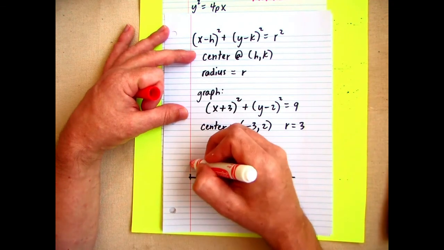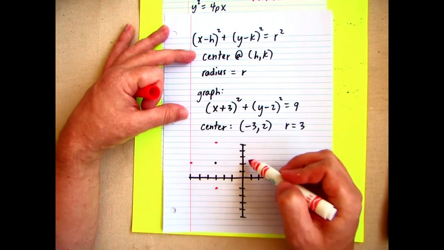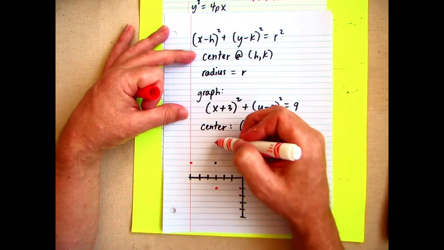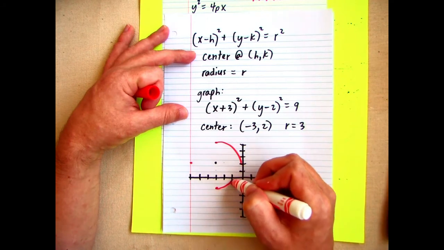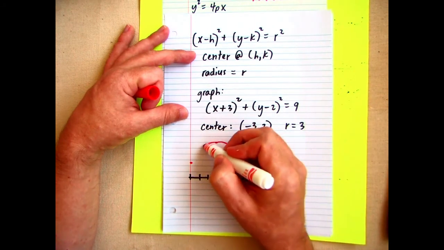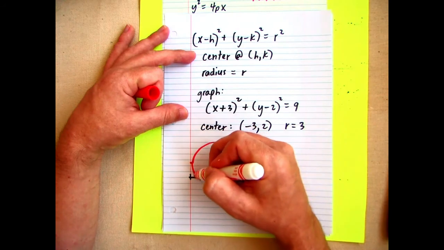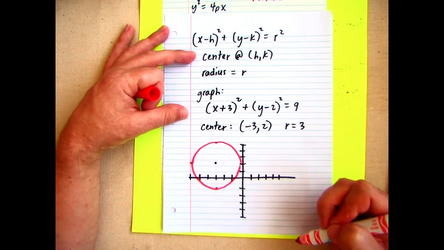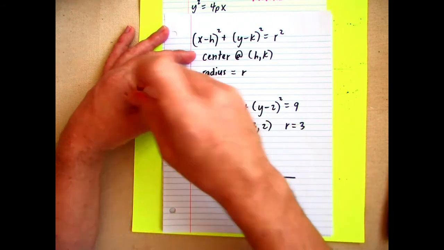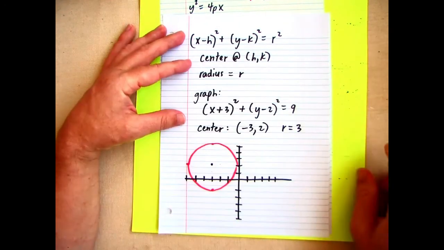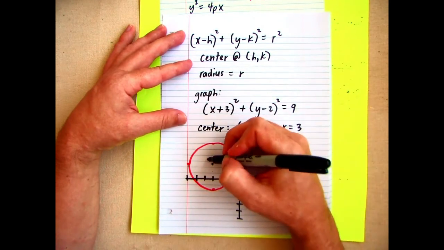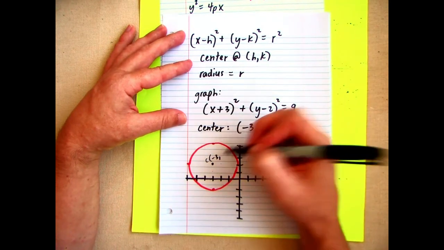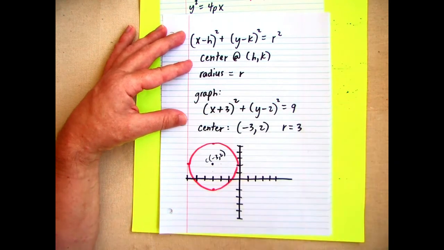So from that point, just complete your circle. Keep your hand nice and steady, and make your nice circle. So that's all there is to it for the circle. I'm going to label my center C, -3, 2. And I'm done.